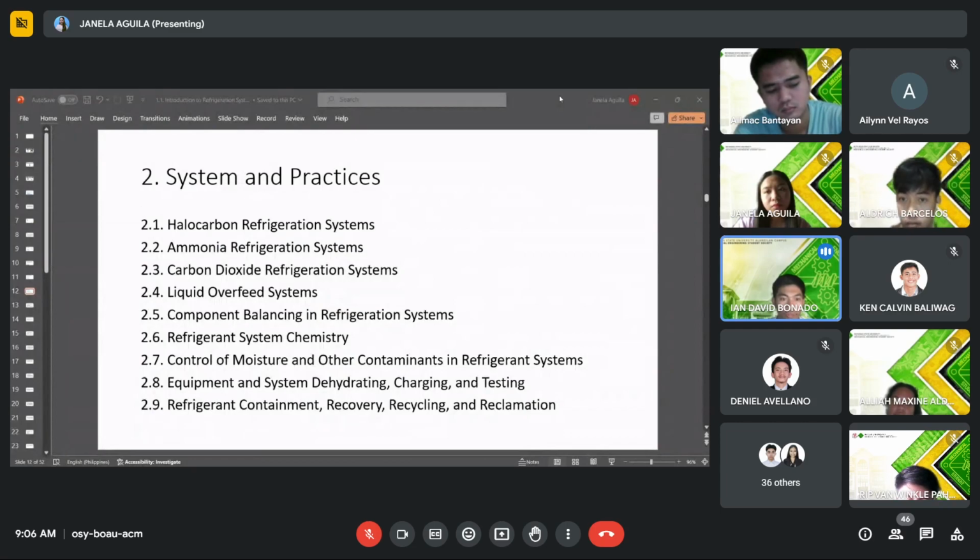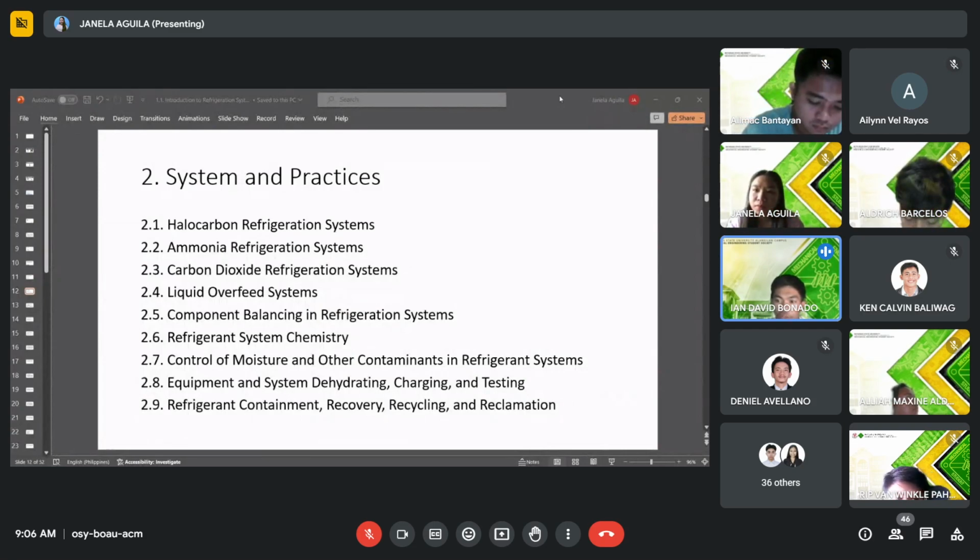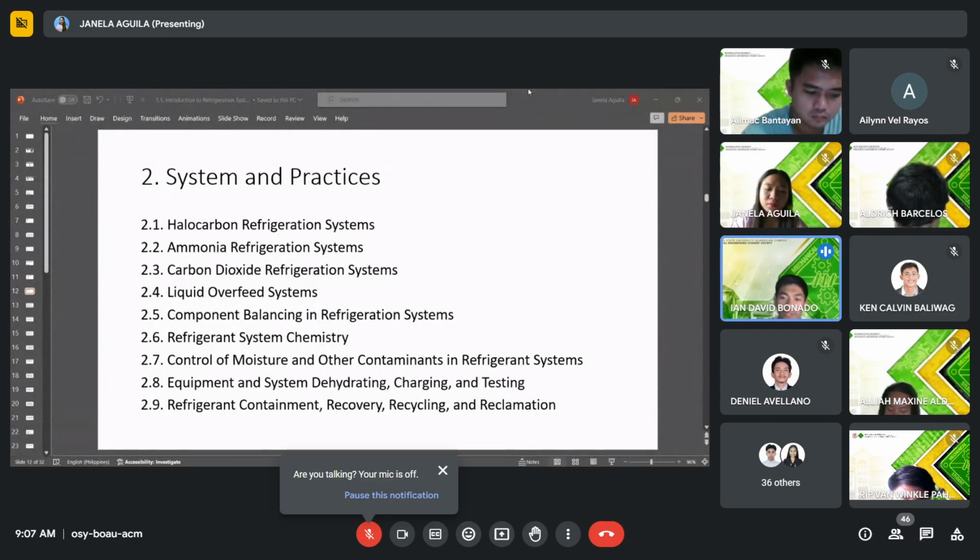Next up is component balancing in the refrigeration system. Component balancing in refrigeration systems refers to the process of ensuring that all components within the system, such as the compressor, condenser, evaporator, expansion devices, and piping, are properly sized and optimized to work together efficiently. Next is refrigerant system chemistry. Refrigerant system chemistry encompasses the chemical properties and interactions of the refrigerant used in a refrigeration system.